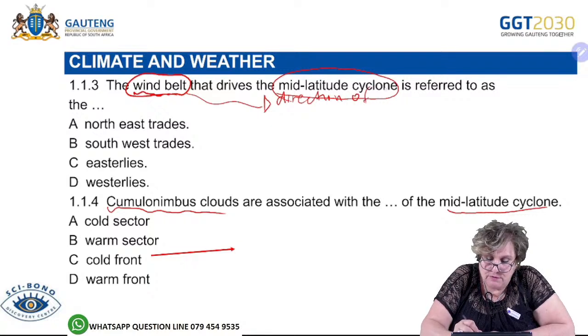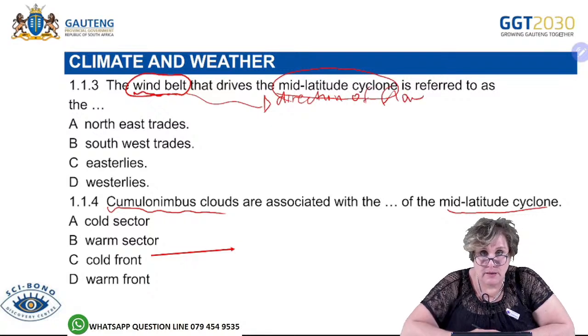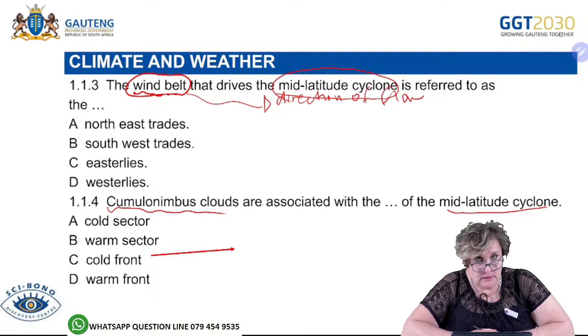Direction of flow of a mid-latitude cyclone. Is it A, the northeast trades, B, southwest trades, C, easterlies, or D, westerlies? Quickly write down your answer. Then we go to 114.